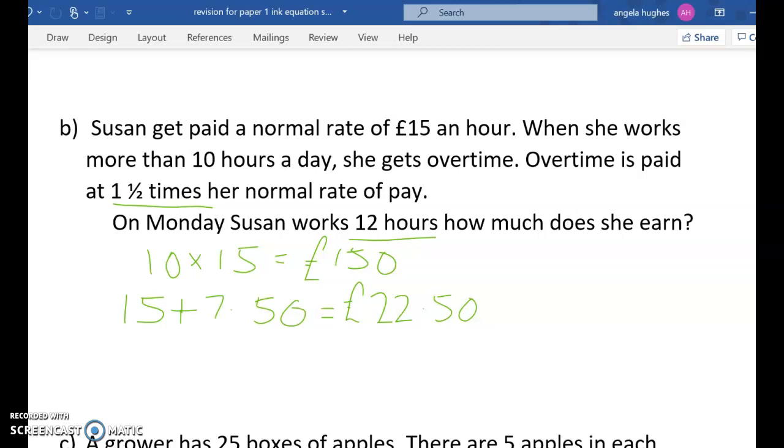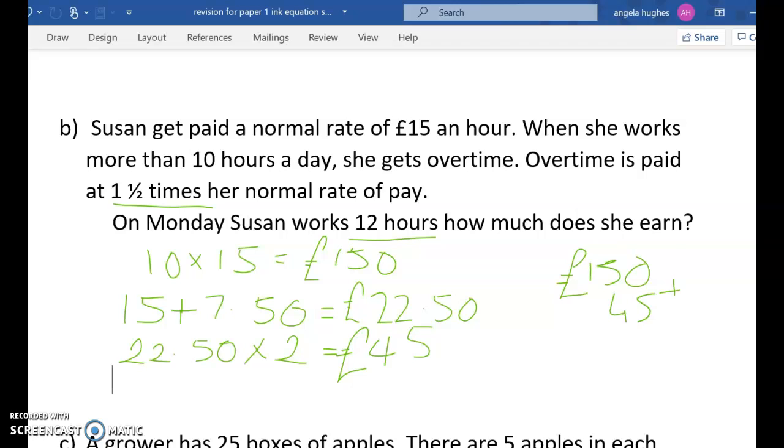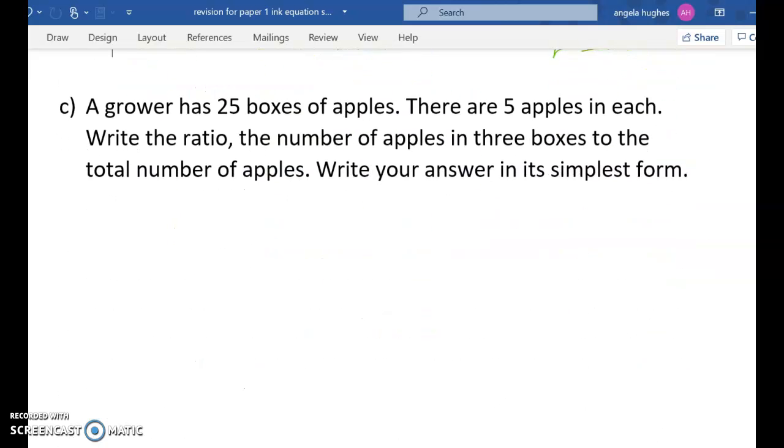Okay, for overtime. So now we're going to do £22.50 times 2, because she's got 2 extra hours over the 10 hours. So that gives us, when you multiply this, £45. So in total, she gets 150 plus £45, which gives us £195 in total that she's paid, including her extra time.